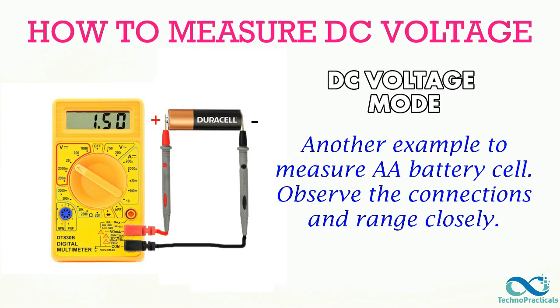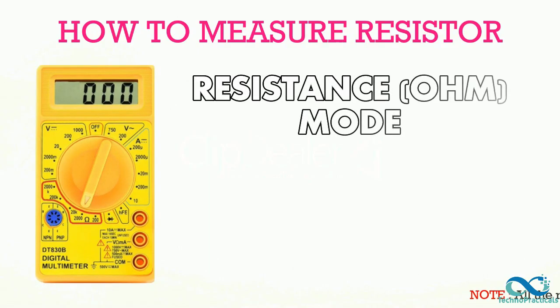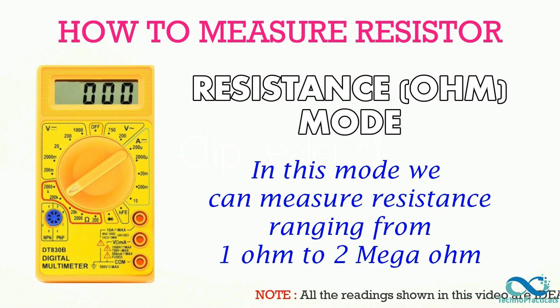Here, the range is set to 20 volts and you can get the reading of 1.5 volts. In another example of a 24 volt battery, we cannot get this voltage on the 20 volt range. So we have to shift the position of our knob to the 200 volt range. In this range, we can get the 24 volt reading, as can be observed. So now let's see how to measure resistance using this multimeter.